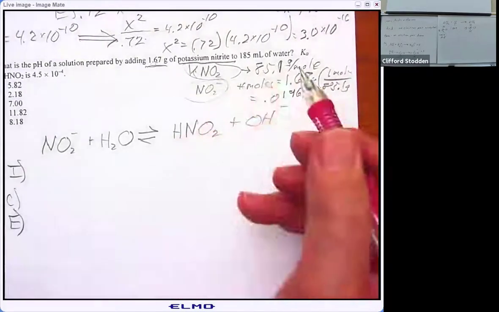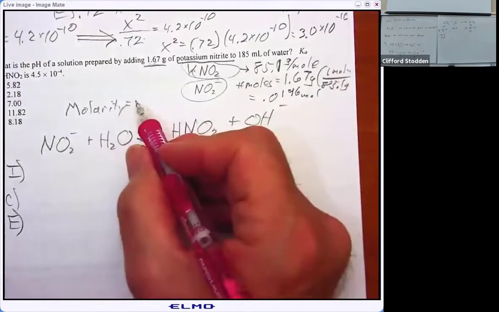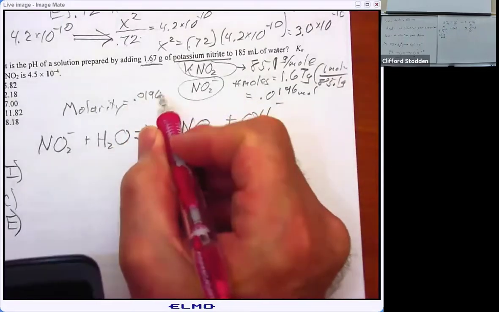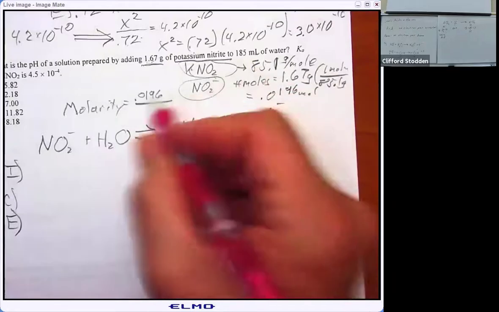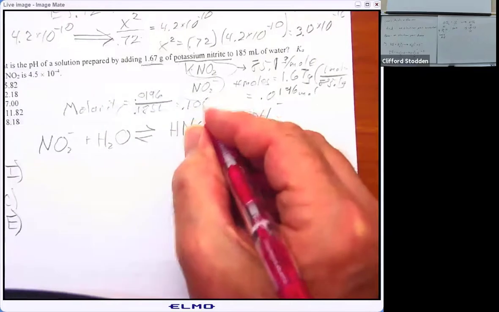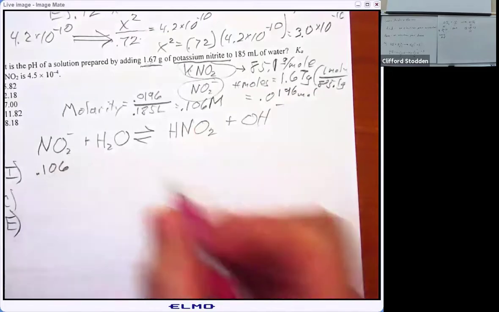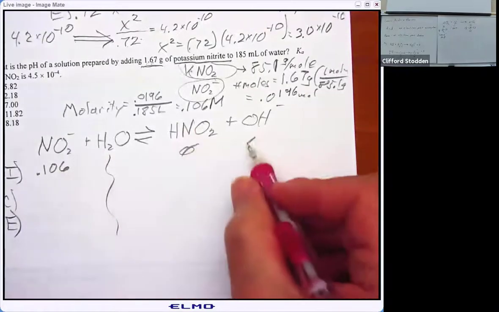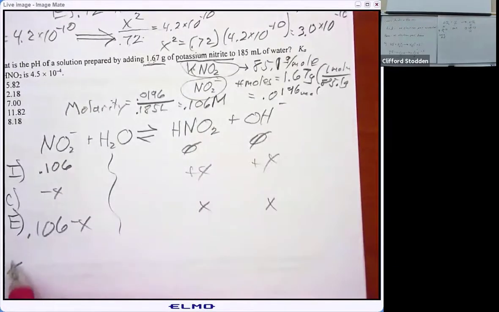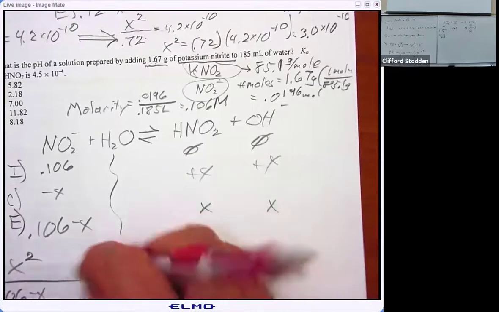So to get the molarity of the nitrite, that's going to be the same number of moles, because that comes from the potassium nitrite, 0.0196 divided by this volume in liters, which is 0.185. So that's 0.106 moles per liter, and that's what goes in your ICE table. The water doesn't matter. These start at 0. This would be minus x and plus x. So our expression would be x squared over 0.106 minus x equals.